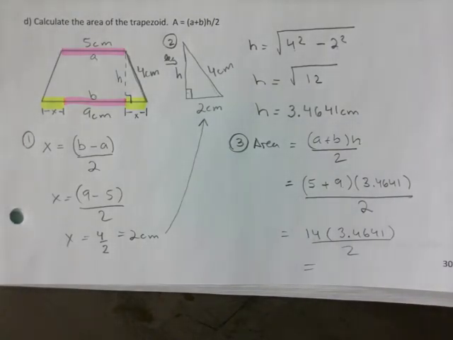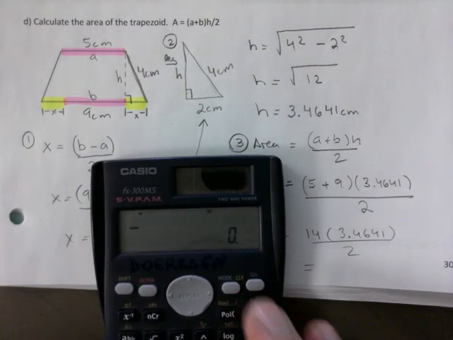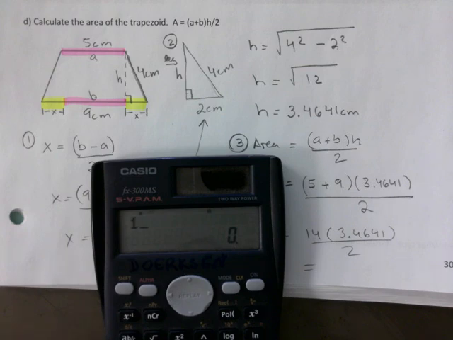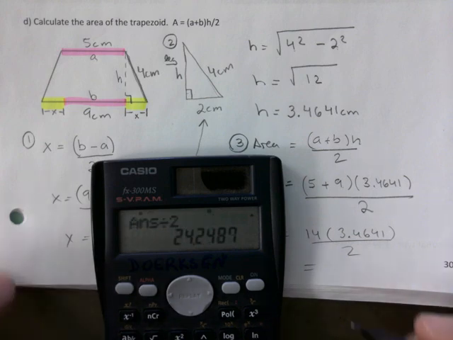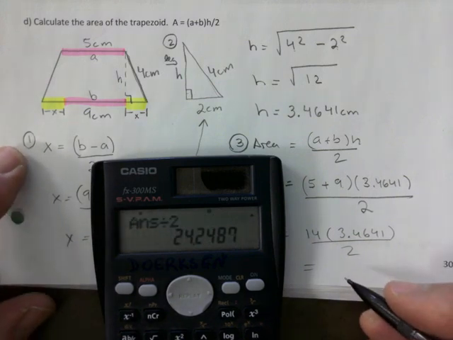Did you know that in math, when there's multiplication and division, it doesn't really matter which one you do first? They always told you BEDMAS, follow it. But addition and subtraction, as well as multiplication and division, actually go hand in hand. You can do either one, unless there's a bracket, of course. 14 times 3.4641 divided by 2 is 24.25.